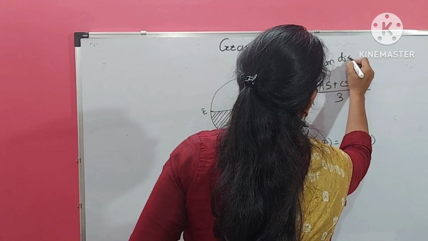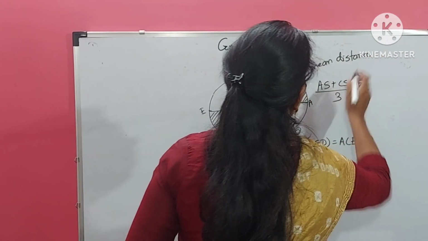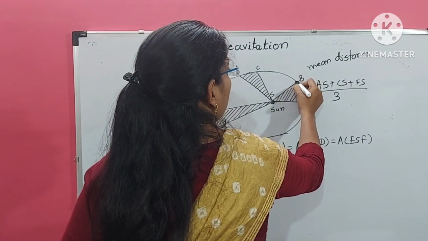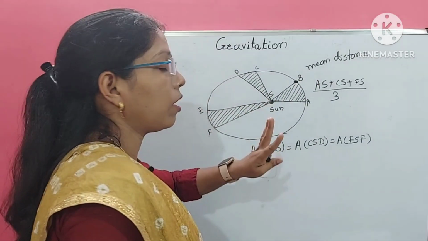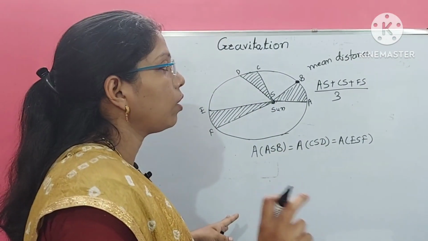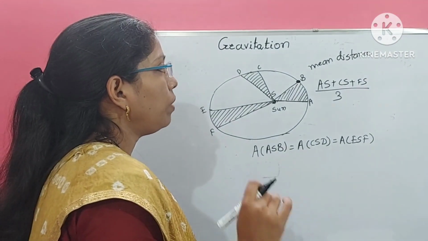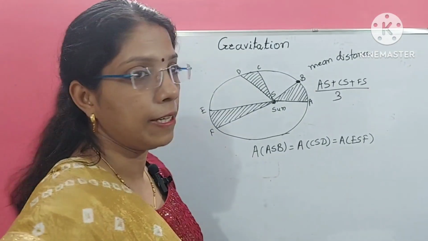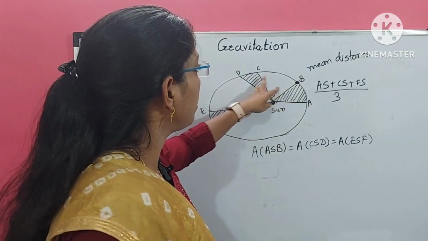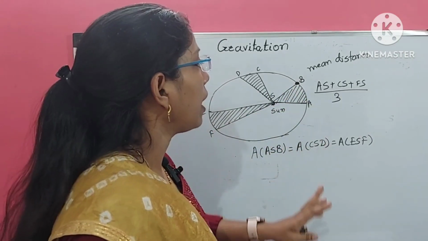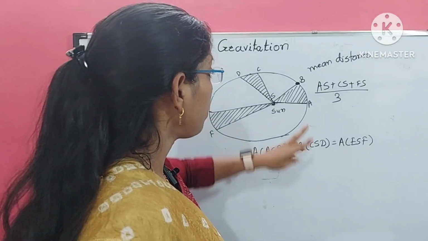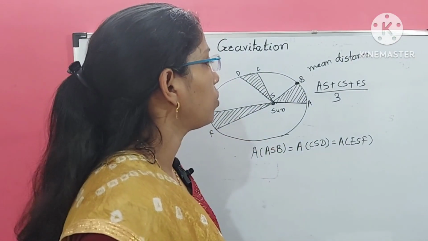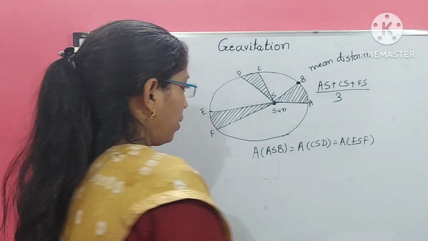So we have to take the mean distance of this planet from the sun. Mean distance is small r, and capital T is the period of revolution. So what is meant by period of revolution? The time required by the planet to complete a single revolution around the sun is called capital T, that is the period of revolution.